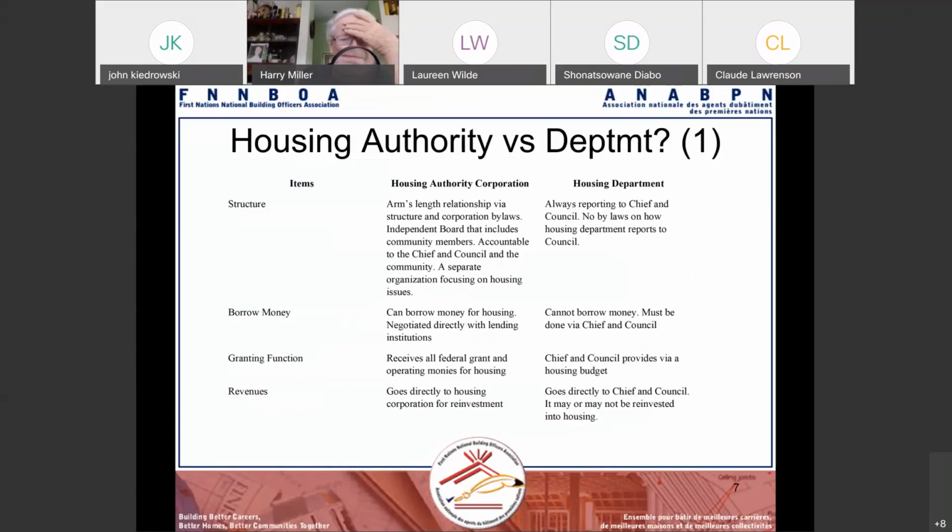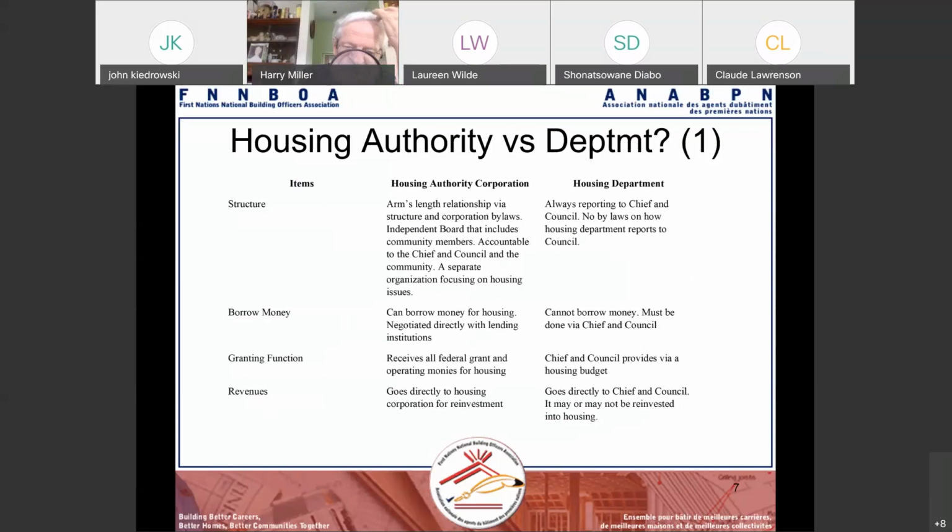A housing department structure always reports to chief and council. There are no bylaws on how the housing department reports to chief and council. And if chief and council, as we know, don't like housing departments, it's hasta la vista for a housing manager, or the housing manager quits or moves on. And as we know, this is a huge turnover for a lot of the First Nations in maintaining housing managers, in respect of decisions that housing managers have to make.